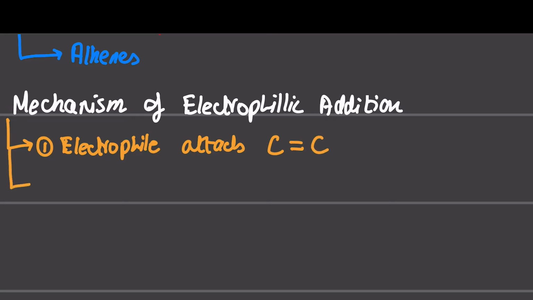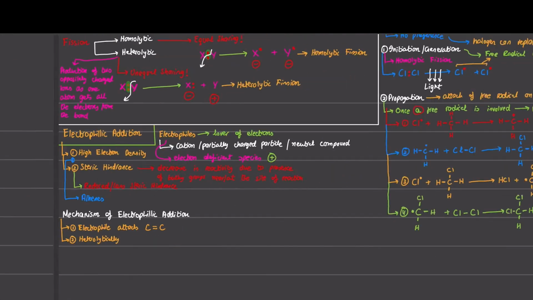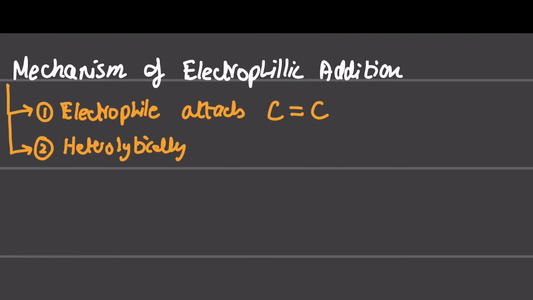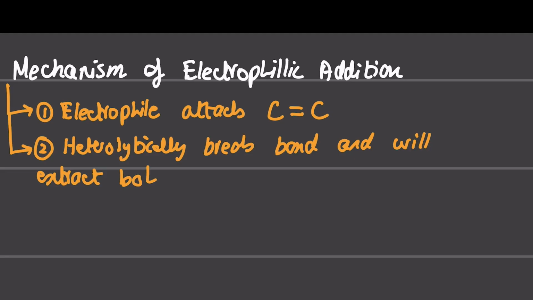The second thing is that it's going to be heterolytically breaking the bond. What is heterolytic and homolytic fission? You can go and watch the previous video in which I've explained what heterolytic fission is and what homolytic fission is. So it heterolytically breaks the bond and will extract both electrons. What does that mean? It means it's unequal. It means that the electrophile will take both of the electrons.